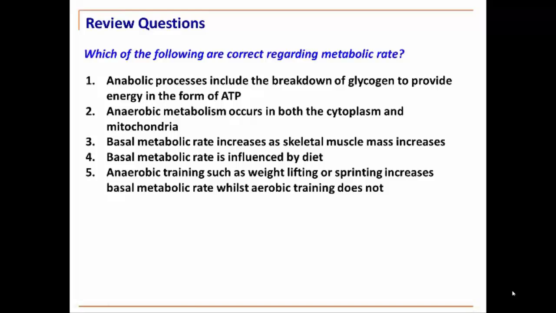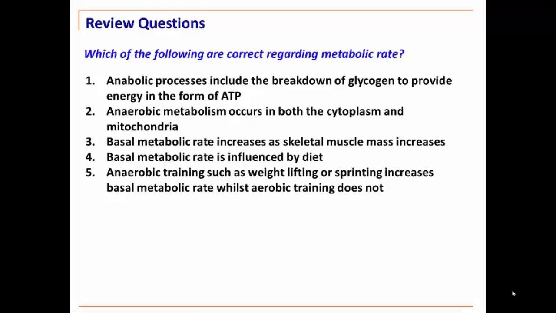Okay, question 1. Which of the following are correct regarding metabolic rate? Anabolic processes include the breakdown of glycogen to provide energy in the form of ATP. That is incorrect. That is actually a catabolic process. Anaerobic metabolism occurs in both the cytoplasm and mitochondria of cells. That is also incorrect. Anaerobic metabolism occurs only in the cytoplasm and produces lactic acid as a general rule, whereas aerobic respiration is taking place in the mitochondria, and that uses oxygen and produces a lot more ATP.